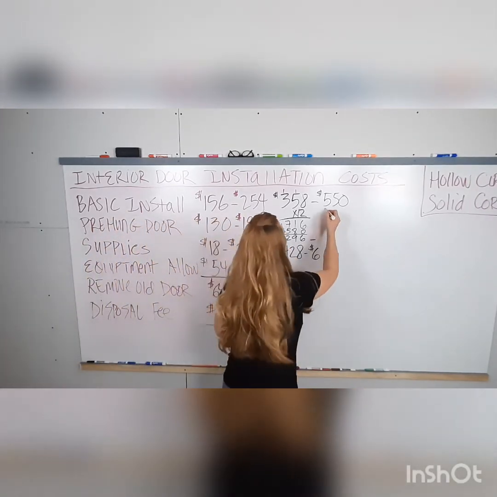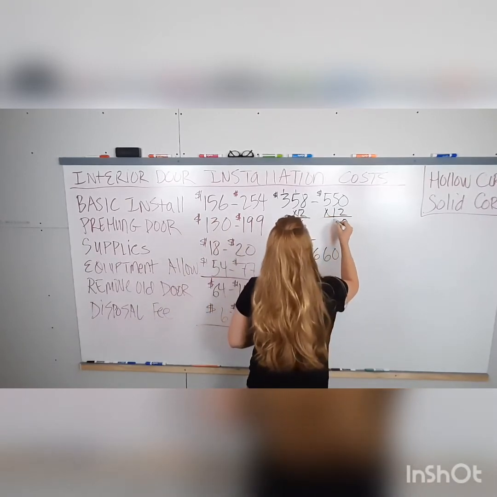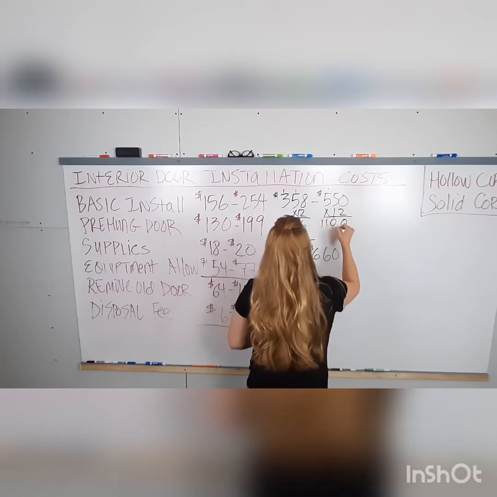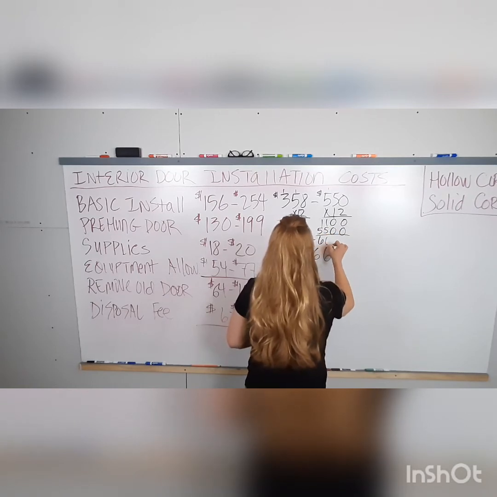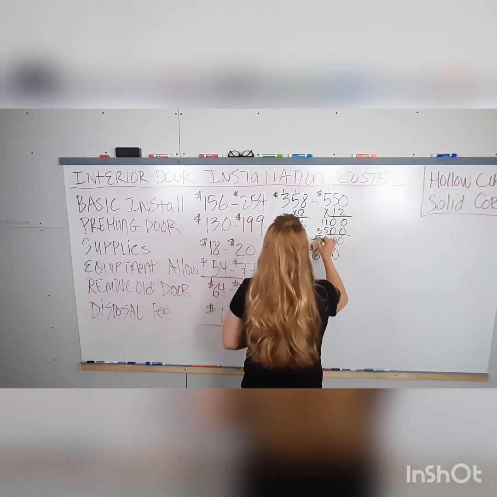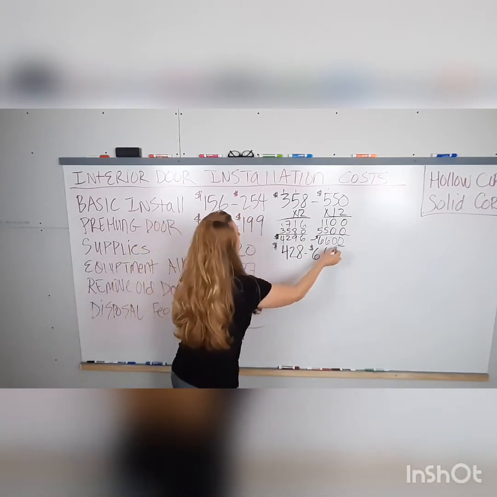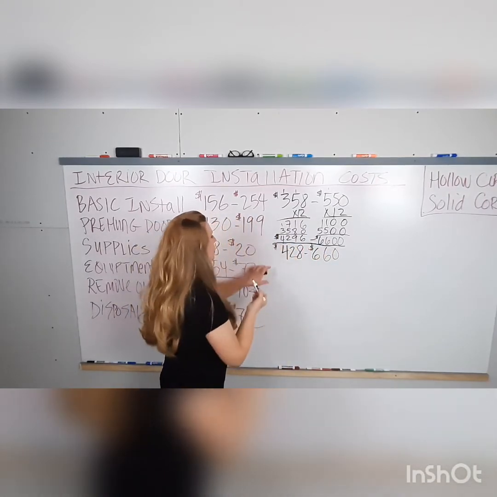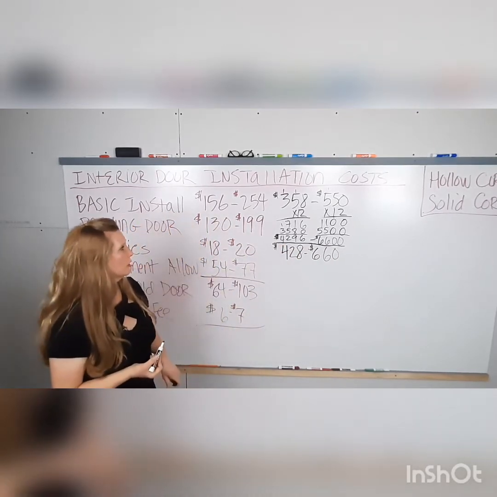Okay, let's see what we've got at our upper end. 10 and 11, 0, 5, 5, 6,600. $6,600 on the upper end. Wow. For just 12 doors. Okay.